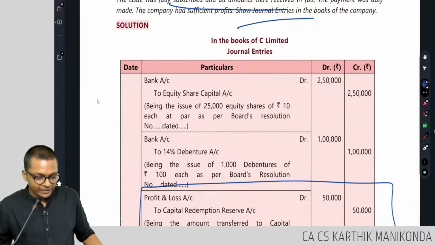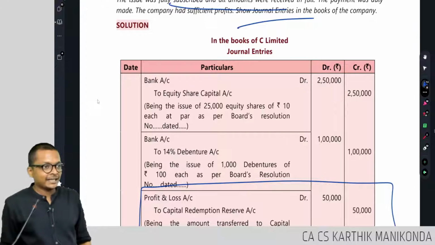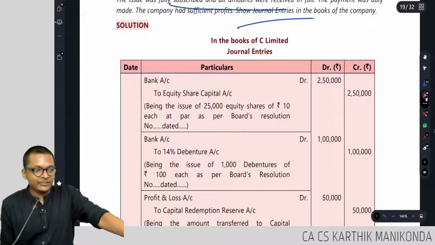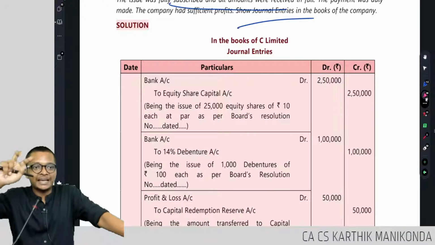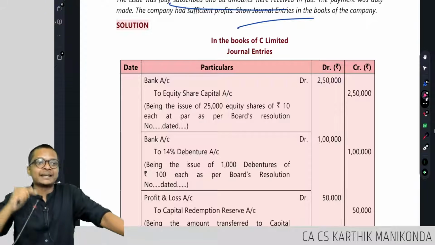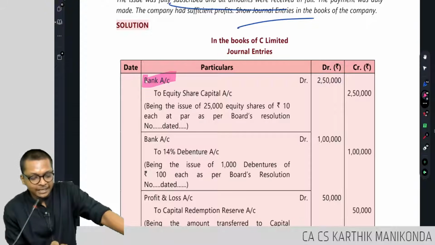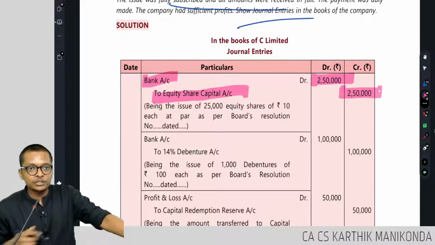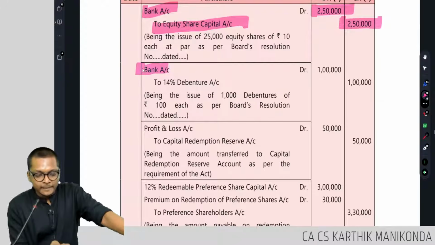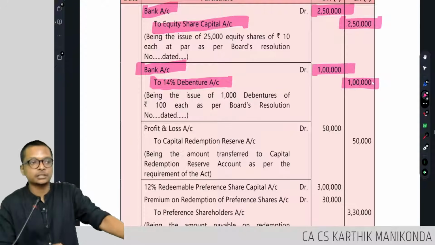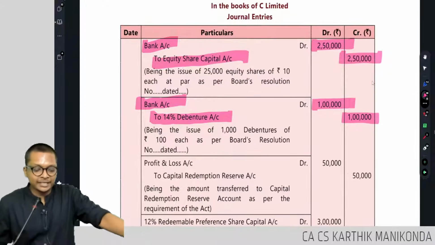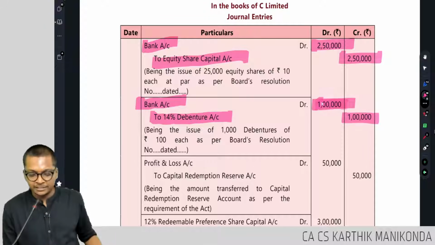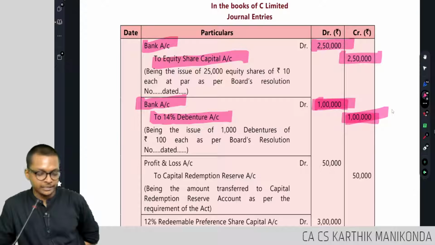1, 2, 3, 4, 5, 6. Perfect. Are you following, guys? Let me run through the 6 entries for you to understand. Look at this. First entry, we are issuing equity shares. How much? 2,50,000. After issuing only I can redeem. Then only I will have cash. Bank account debit to equity share capital 2,50,000. Next time issuing debentures. So entry will be bank account debit to 14% debentures. How much? 1 lakh. So bank account debit to equity share capital 2,50,000. Bank account debit to 14% debentures 1 lakh. Are you following, guys? Clear?